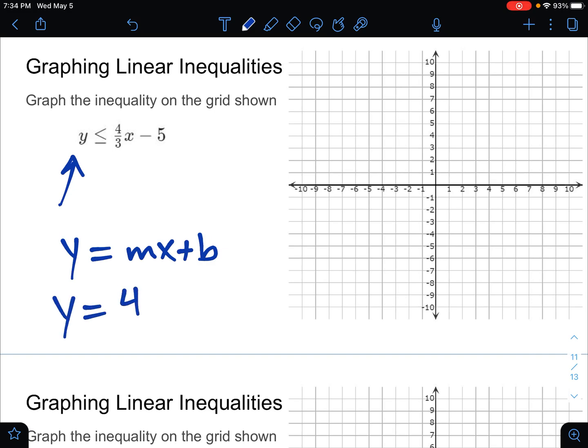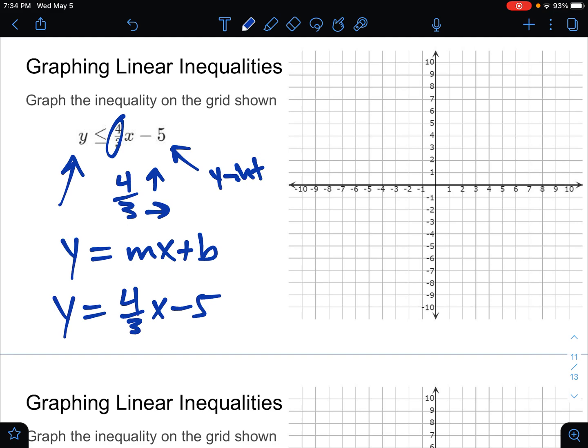So we're basically graphing the line y equals 4/3 x minus 5, and then we're going to shade below it because it says less than or equal to the line. So we're going to start with this. The slope is 4/3, so rise of 4, run of 3, and our y-intercept is at -5.